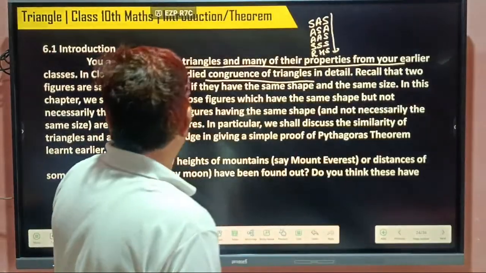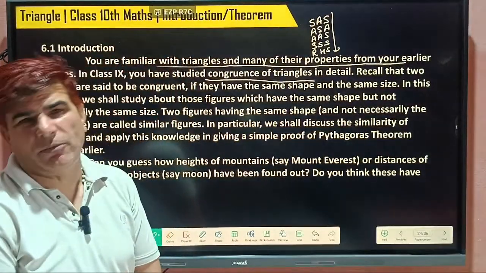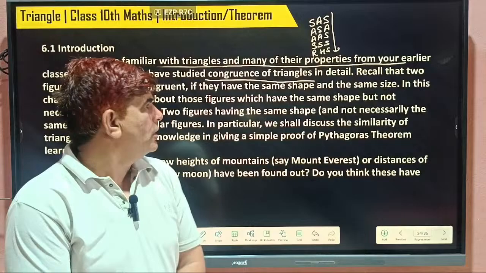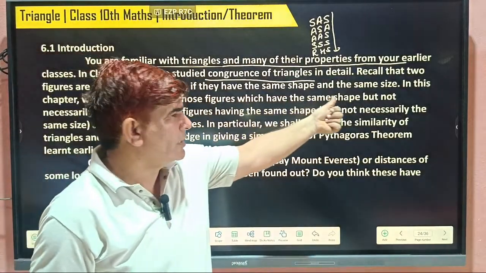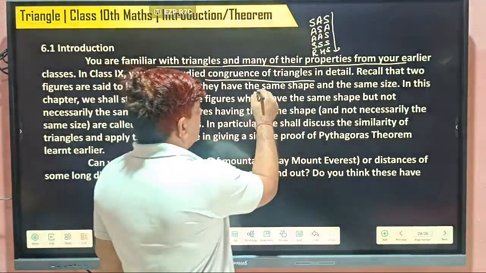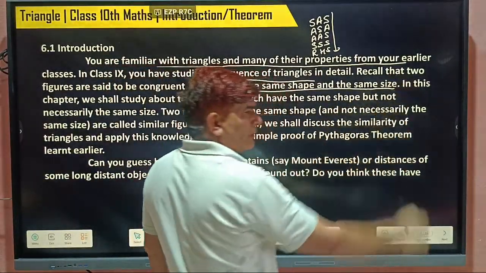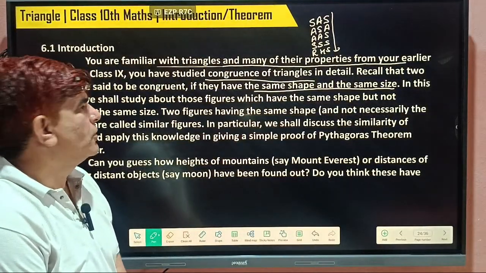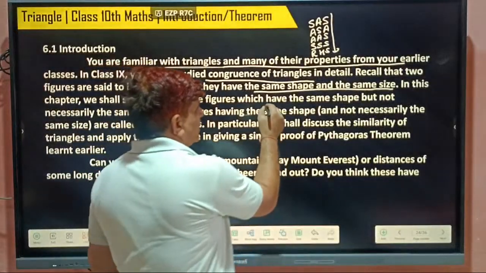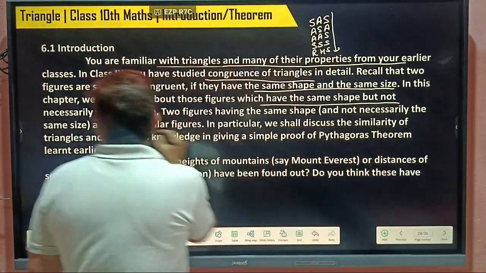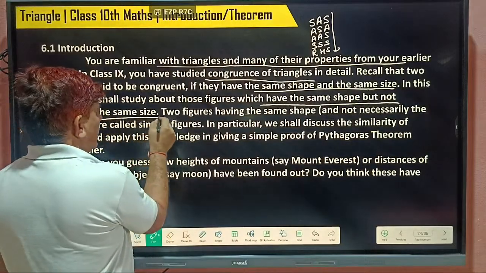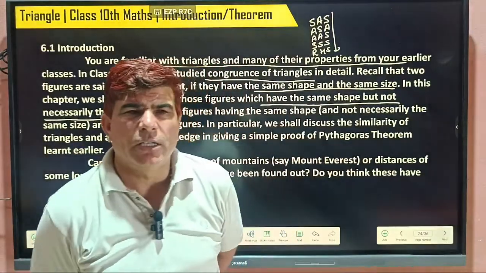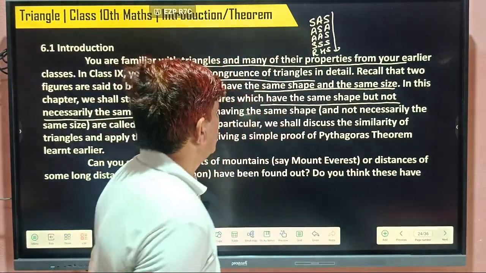Recall that 2 figures are said to be congruent if they have the same shape and the same size. You know the congruency rules, same as it is. There is no difference. In this chapter we will study figures which have the same shape but not necessarily the same size. So here we will read what type of figures have the same shape, but they may or may not have the same size.